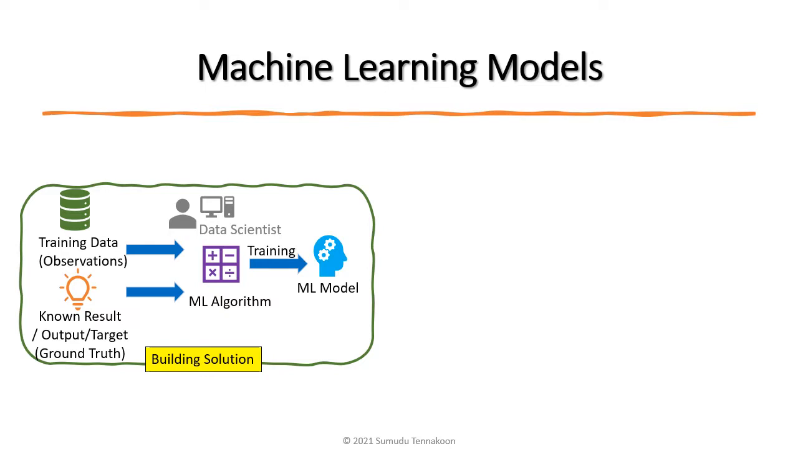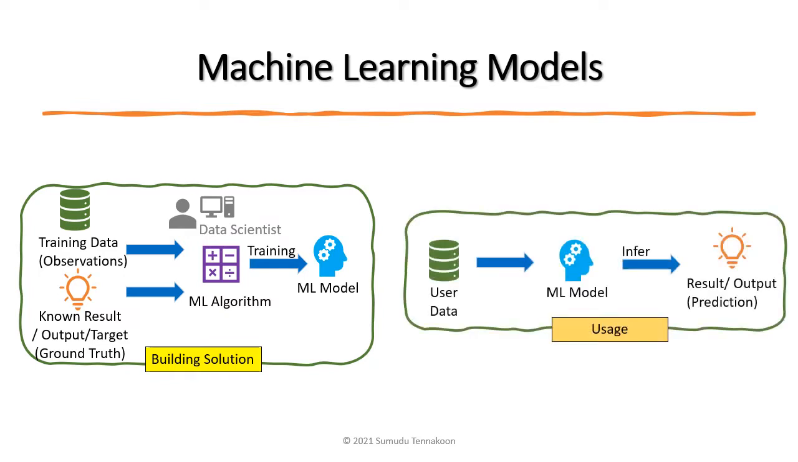That is the process of building a solution. This involves a data scientist or machine learning engineer or whoever is building this process. And then if we are consuming the model after we build it, the user can provide a new record matching the same input variables as in the training, and then the machine learning model can infer the result or output. That we call a prediction, right? So this is the usage of a machine learning model.